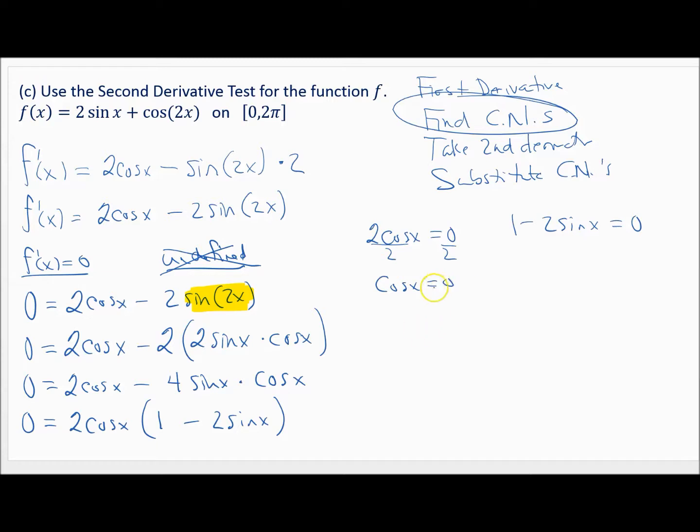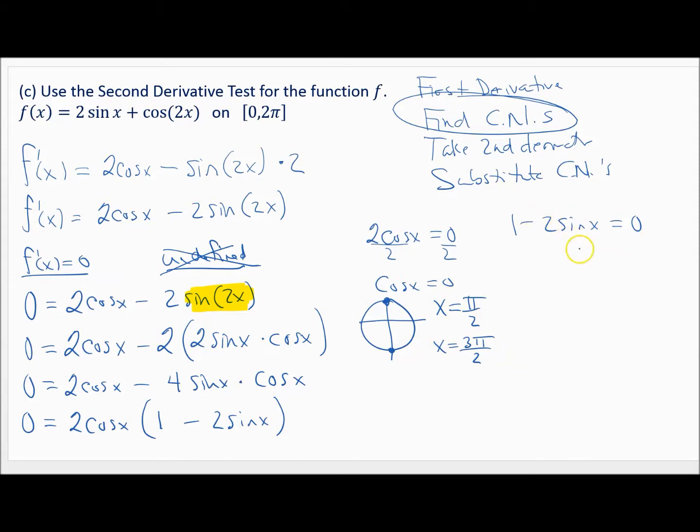And I ask myself, where between 0 and 2 pi is cosine of x equal to 0? And it happens at 2 different places. Remember, on the unit circle, cosine is an x value. X is 0 up here and down here. So I get x is equal to pi over 2, and I'll also get x is 3 pi over 2. Now, those are critical numbers for the first derivative.